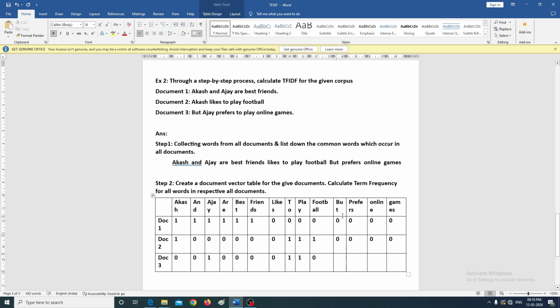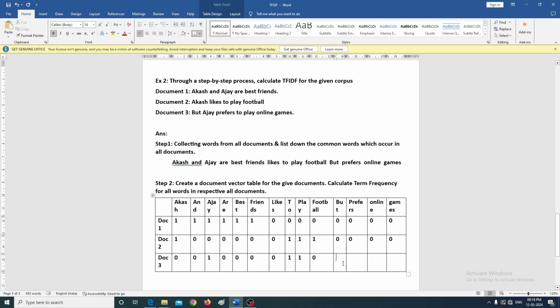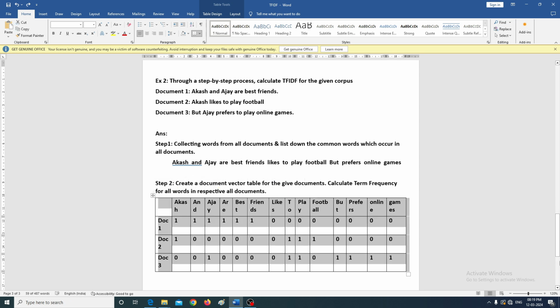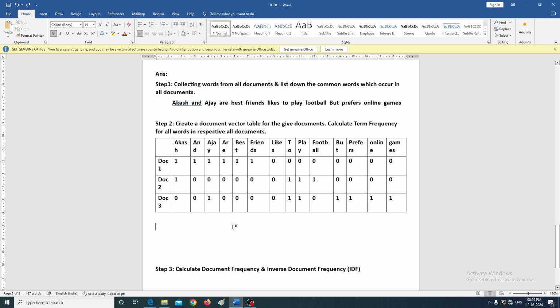Next, but: we have the but word in document 3 only one time, so the term frequency of but in document 3 is 1. Prefers, we have one time, so the term frequency would be 1. Online, we have that word one time, games word one time. So this is the term frequency for all the documents and for all the words. This is step 2. We have completed step 2.